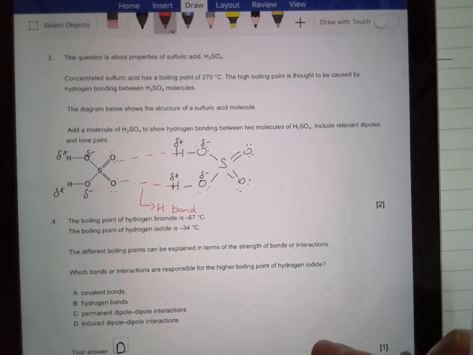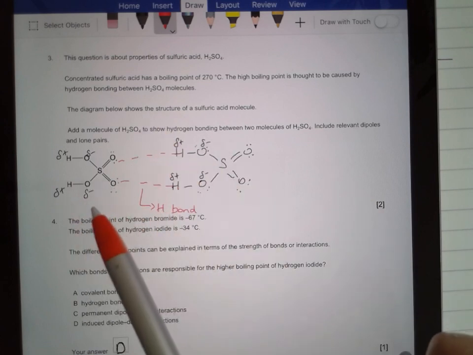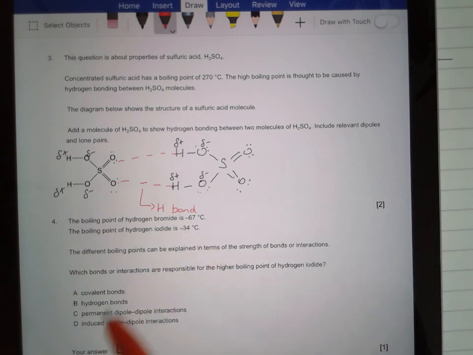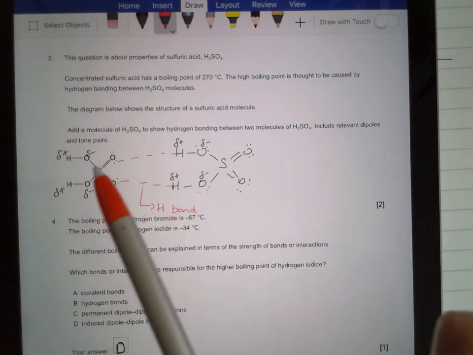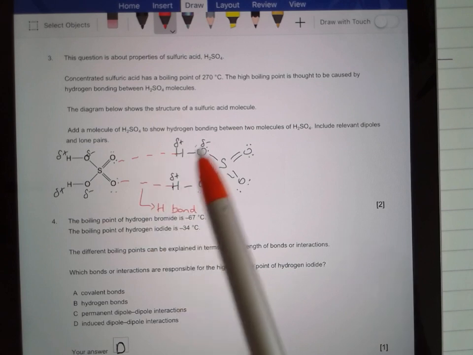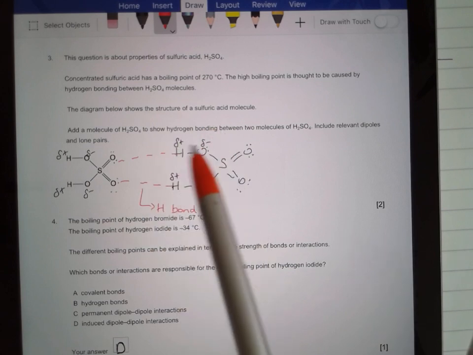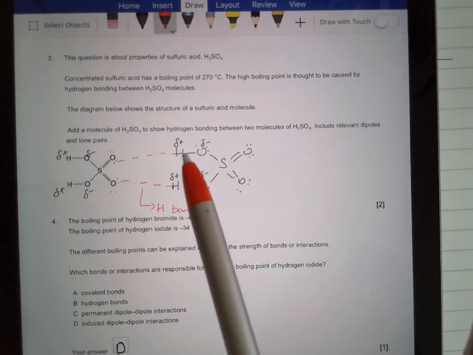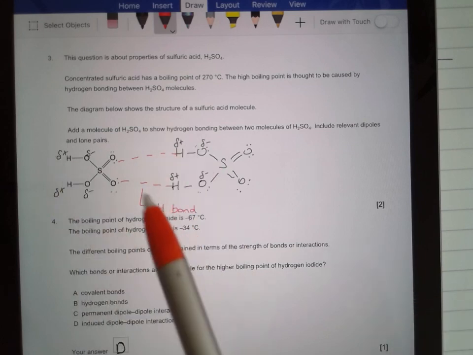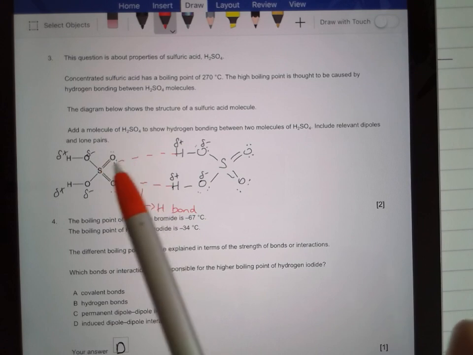In question 3, similar to question 1, they've drawn sulfuric acid for you. You need to draw a separate molecule of sulfuric acid and show the hydrogen bonds in between. Now, I've been very thorough. I've included every dipole that I possibly can. On the mark scheme, you're only required to include 1 dipole, okay, on the OH, which I have done in all 4 positions. And then you also need to include your lone pairs on your double bonded oxygens.